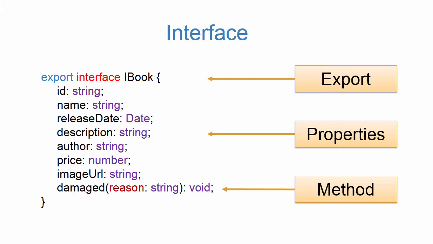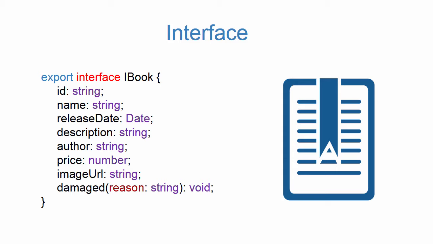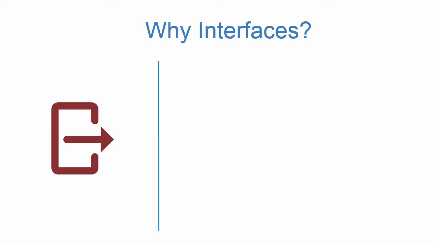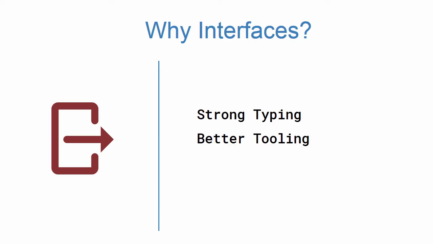Interfaces essentially create a contract between the data and its defined type. If at any time this contract is not being adhered to, we'll receive an error in our editor, usually in the form of a red squiggly line. So the purpose of interfaces is to provide us with strong typing for groupings of properties and methods, which creates better tooling support as we build, debug, and maintain our code.